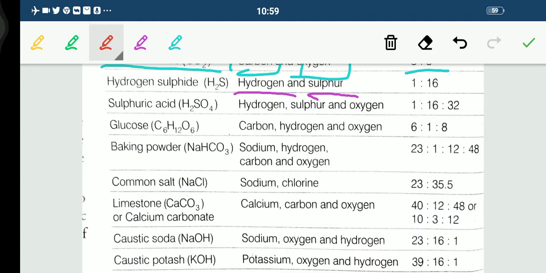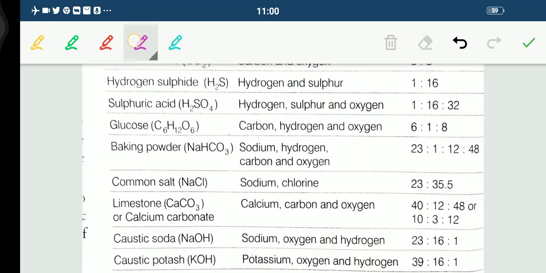So, we can easily do it. The atomic mass for hydrogen is 2 here, because the atomic mass of hydrogen is 1, but 2 atoms are associated. So, 2 ones are 2, and the atomic mass for sulfur is 32. So, 2 ones are 2 and 2 16s are 32. So, the answer would be 1 is to 16.